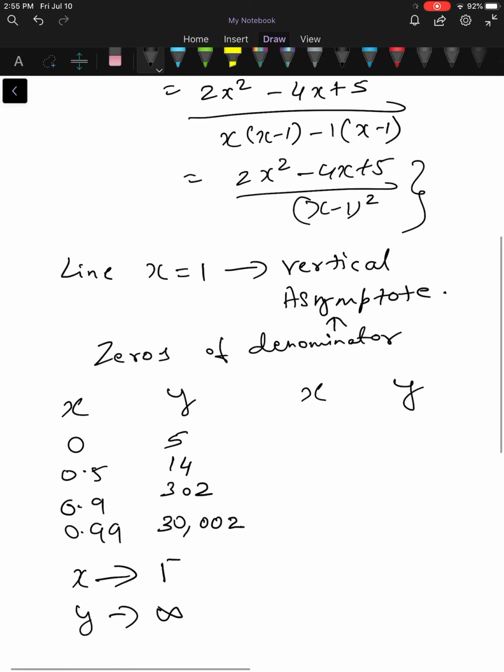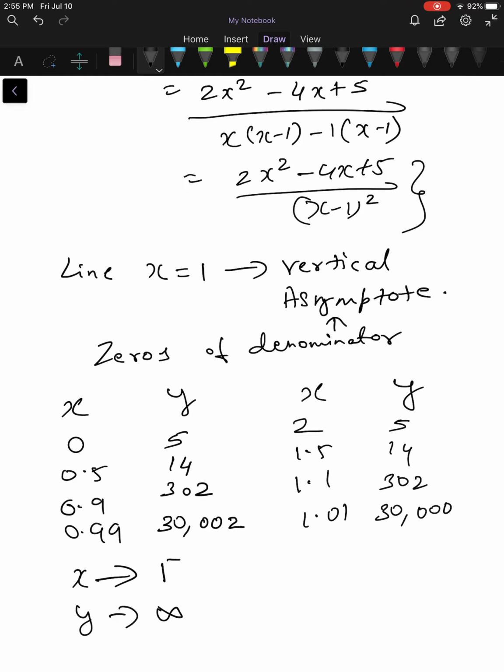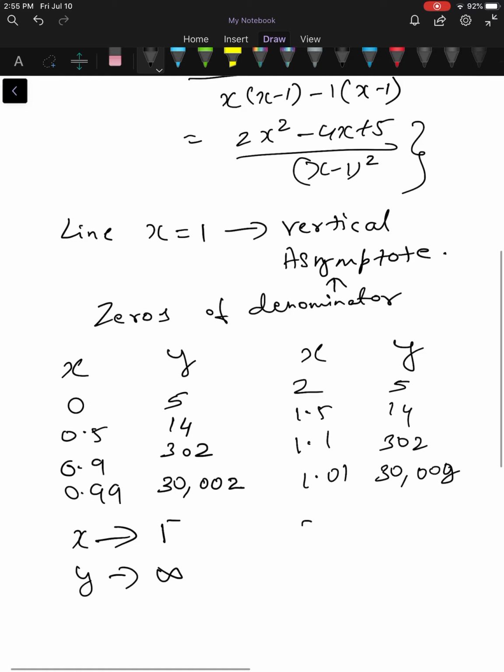Let us check the other way. When x is 1.5, 1.1 and 1.01, y will be 5, 14, 302, and so the same values repeat even here. So as x tends to 1 plus, y is also tending to infinity. Therefore, through the table of values, we know that our vertical asymptote is x is equal to 1.